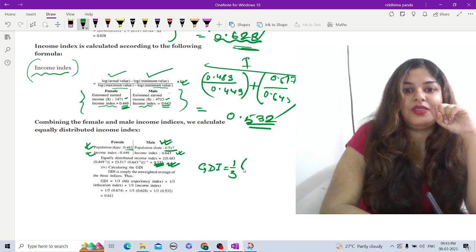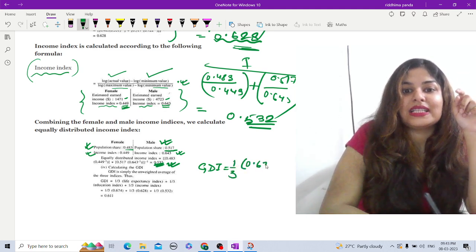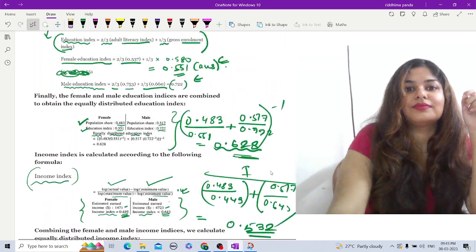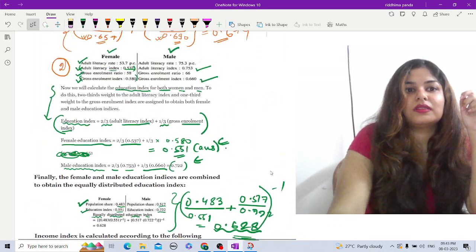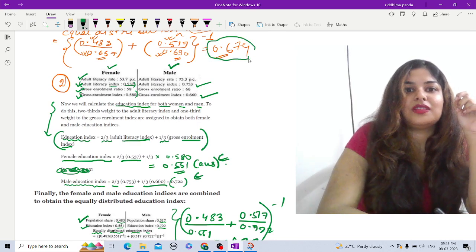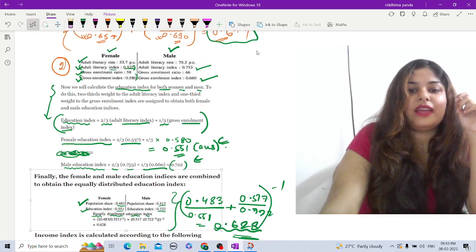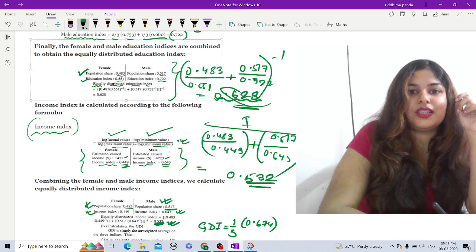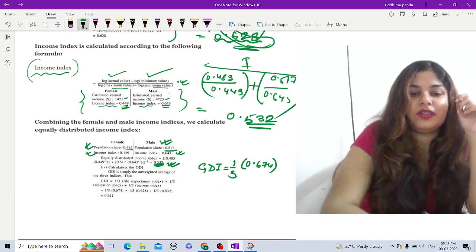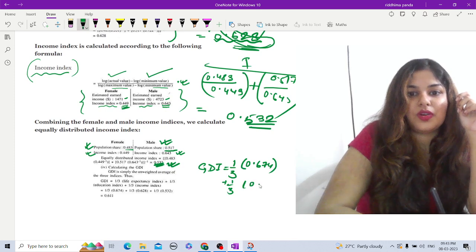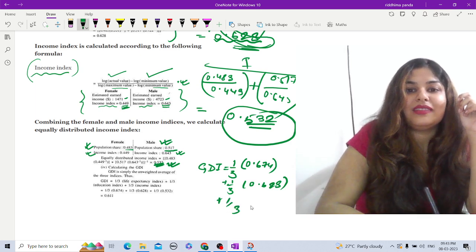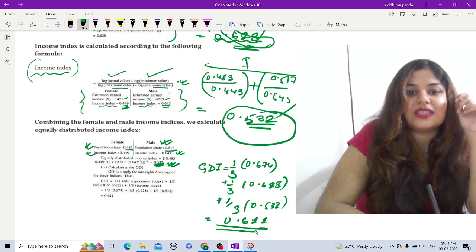So that is 1 by 3 into the first one, which was 0.674. So if we go up, we can find it. Yeah, here the first one was this 0.674. The second one we have calculated is here, 0.628. So we will write down here plus 1 by 3 into 0.628, and the last one we have calculated just now is 0.532. So 1 by 3 into 0.532. So the answer is 0.611. Now this is the measure of GDI.